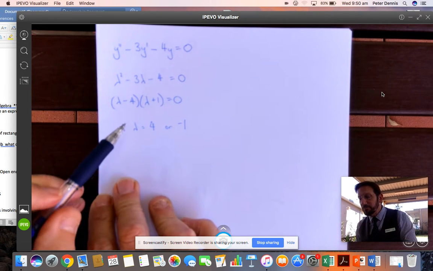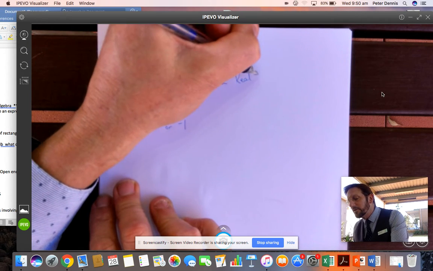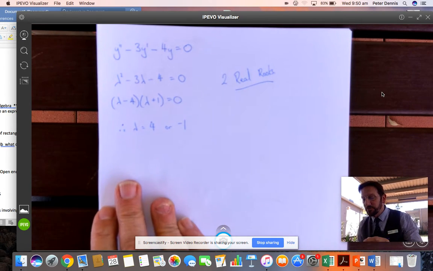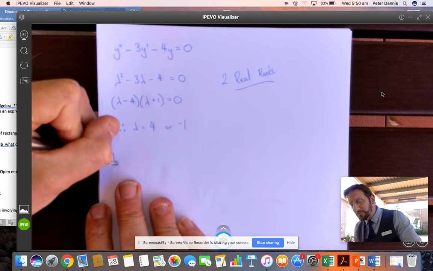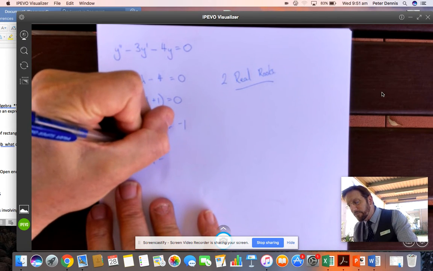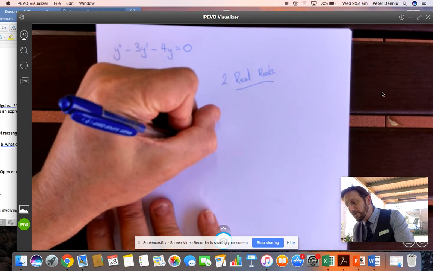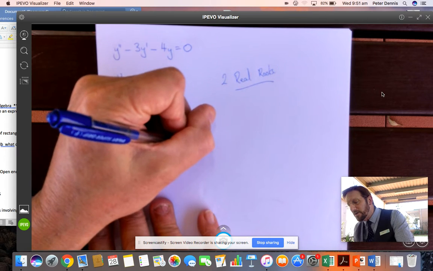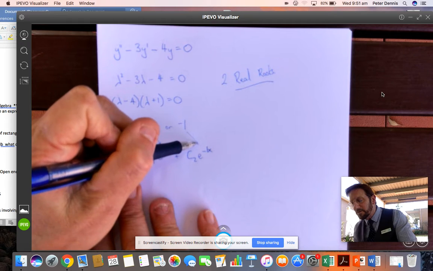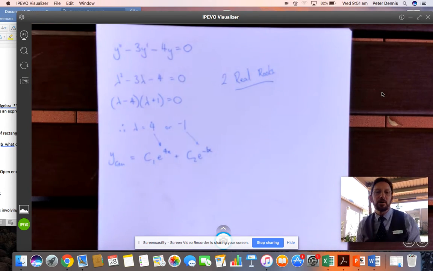This is the first case where we've got real roots. So we've got two real roots. That's important because that's the first case. When we get two real roots, our general solution just becomes C1 e to the 4x plus C2 e to the minus 1x. This 4 is coming straight from here, and this minus 1 is coming straight from there. And that is our solution if it's a homogeneous equation.